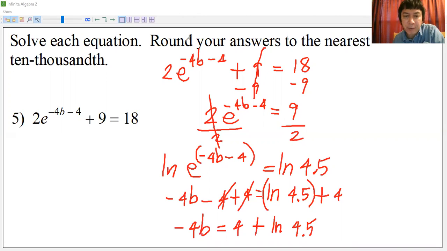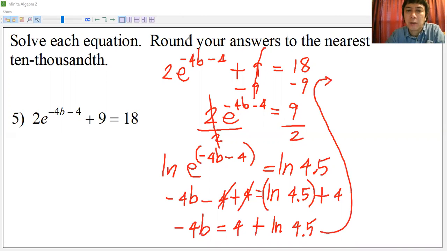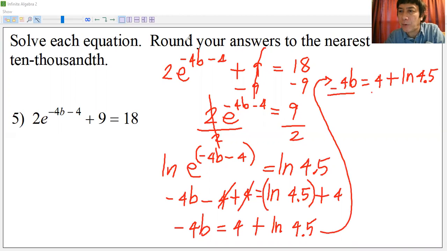It won't matter. All right, so next line will be, okay, we have the negative 4b equals 4 plus ln 4.5. The final step is dividing by negative 4. Negative 4 and negative 4. And there we have the b. The b is equivalent to 4 plus ln 4.5 divided by negative 4.